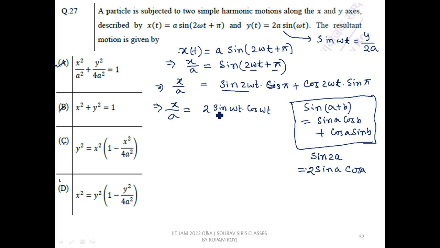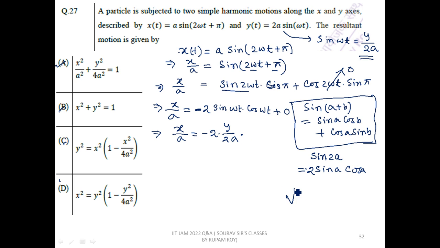Cos π is -1, so a minus sign will be here, and sin π is equal to 0, so the whole term will be 0, so plus 0. Now x by a equal to -2 sin ωt cos ωt. Sin ωt is y by 2a. Okay, so y by 2a into cos ωt.